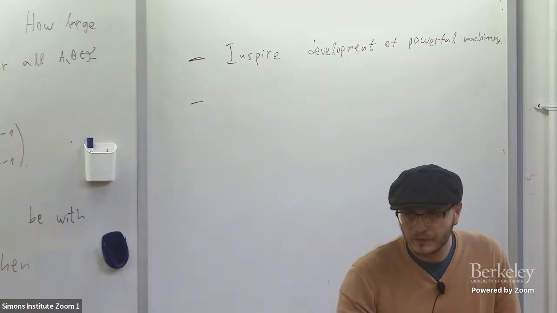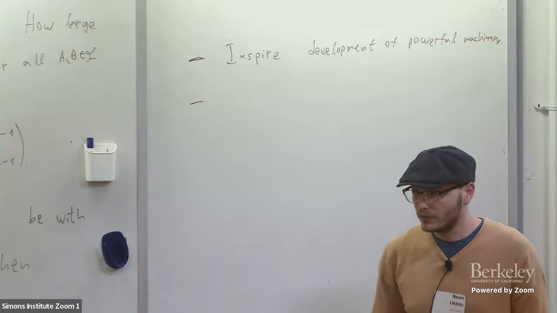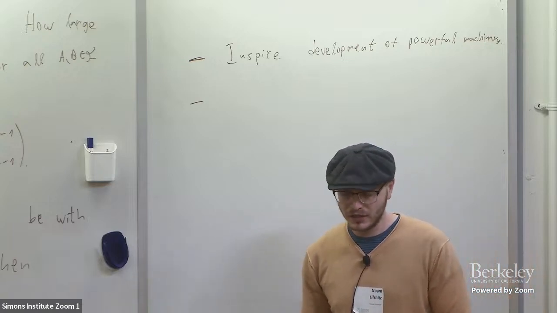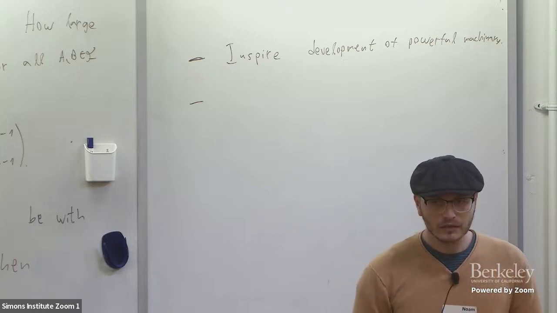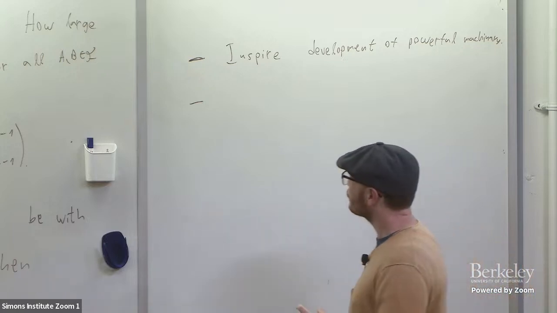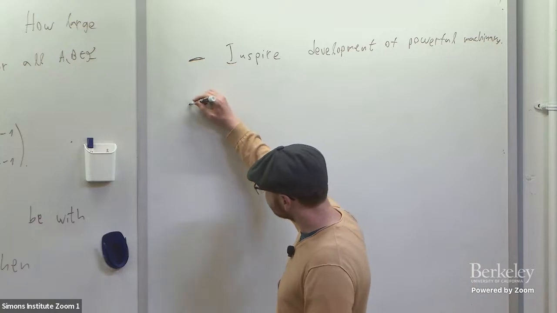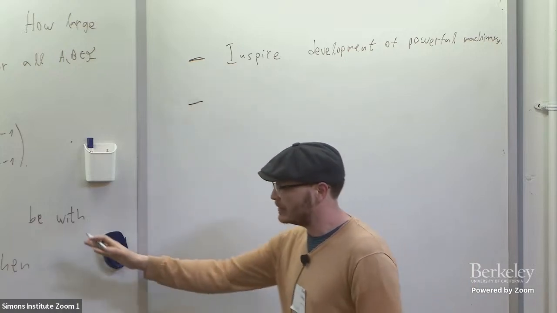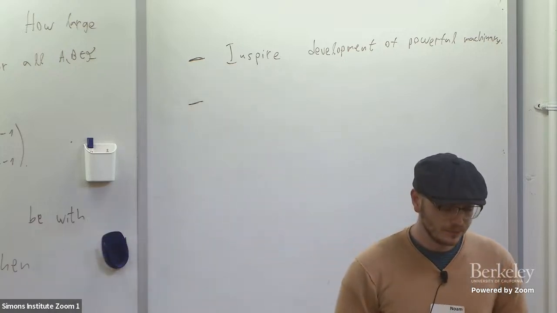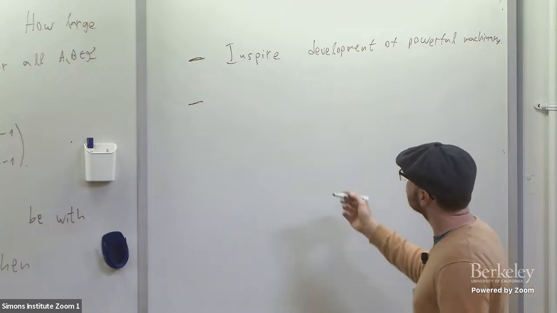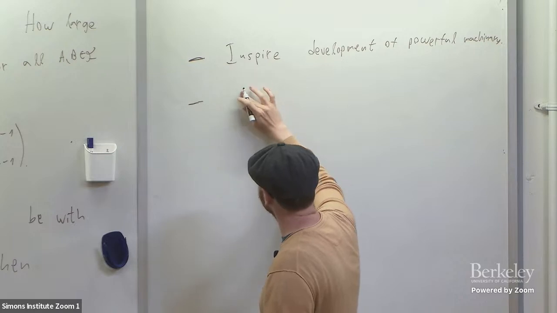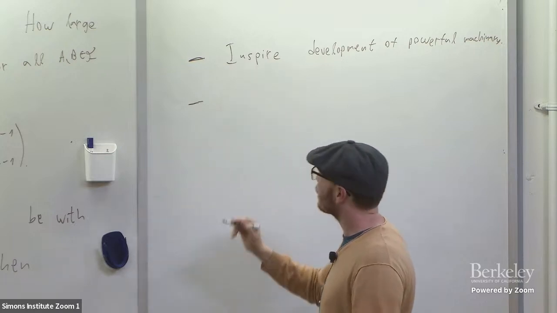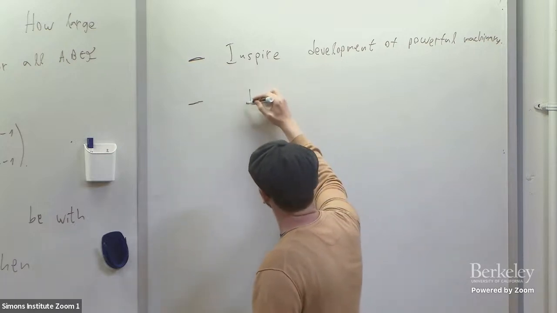The development of hypercontractivity for global functions was partially inspired by problems in extremal combinatorics for families of sets. It also leads to connections between representation theory and the theory of Boolean functions.